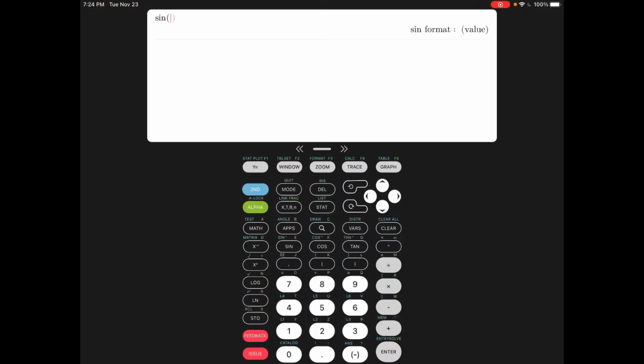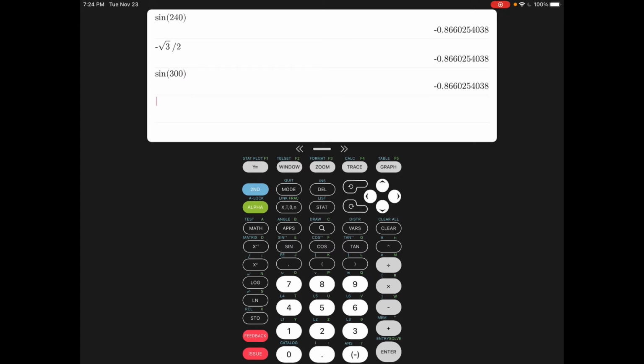So I'll type in sine of 240. I am in degree mode. It says negative 0.866. I guess I better figure out what negative root 3 over 2 is. Negative root 3 divided by 2. Oh my gosh, they're the same thing. So it's decimal approximations. I wonder what the sine of 300 is.